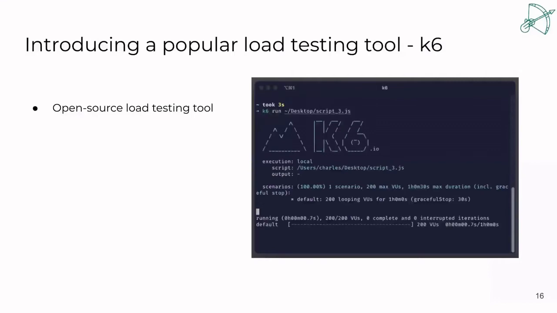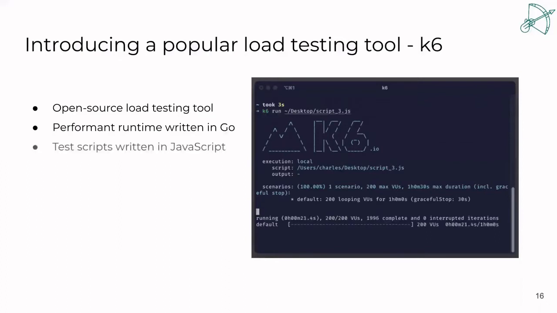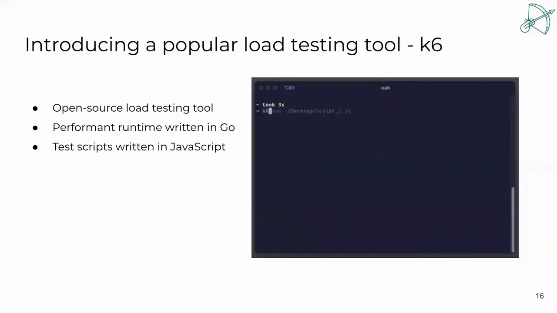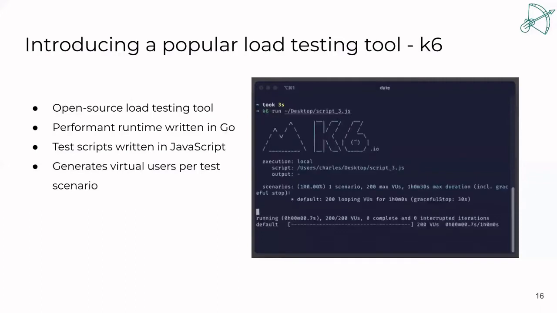K6 is an open source load testing tool originally developed by Load Impact, now part of Grafana Labs. K6 is written in Go, which is built with performance in mind. Its low memory footprint means it can run more virtual users and generate more load on average when compared to other load testing tools. K6 allows users to write their test scripts in JavaScript, making it easily accessible for many developers. And K6 provides the functionality for creating API load testing scenarios and generates the number of virtual users specified by those scenarios. Now I'll pass it over to Sophie.